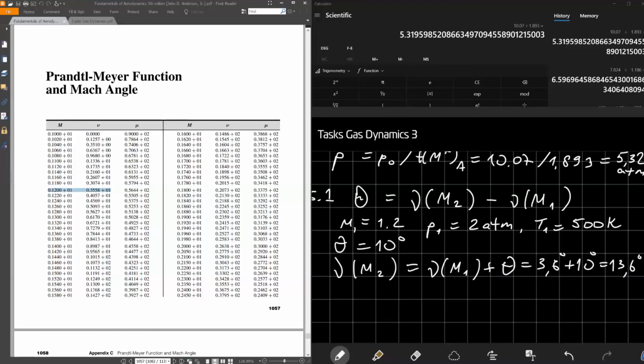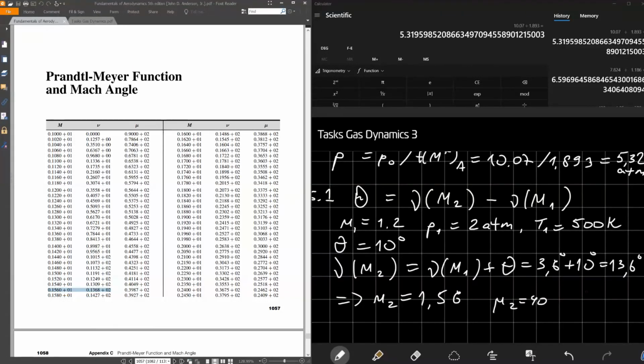Where is it? More or less this, right? 13.6 in the table, 13.7, okay. Close. And the Mach number corresponding is 1.56. So I find that my Mach 2 is 1.56. Okay, this is my Mach number after. Also, I see that my mu angle is 39.87, so basically 40, or very close to 40.